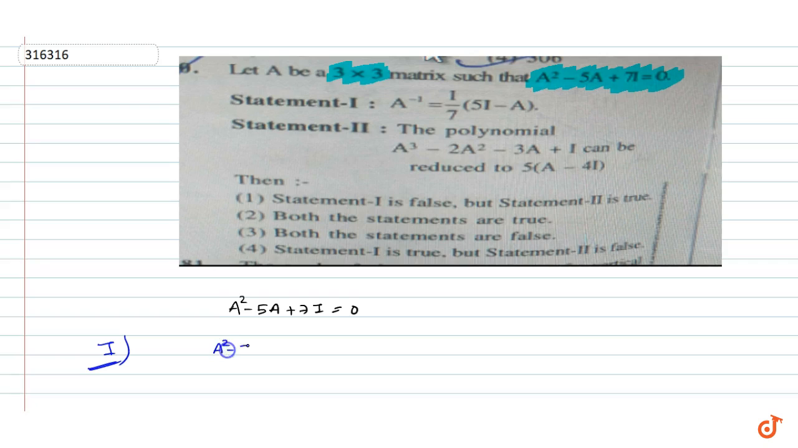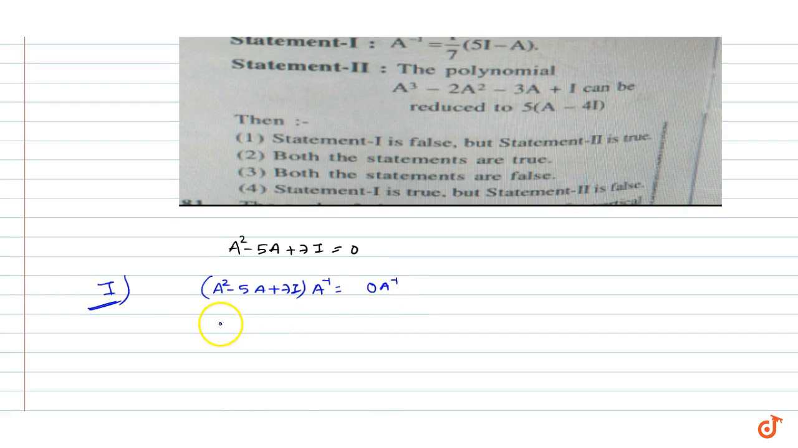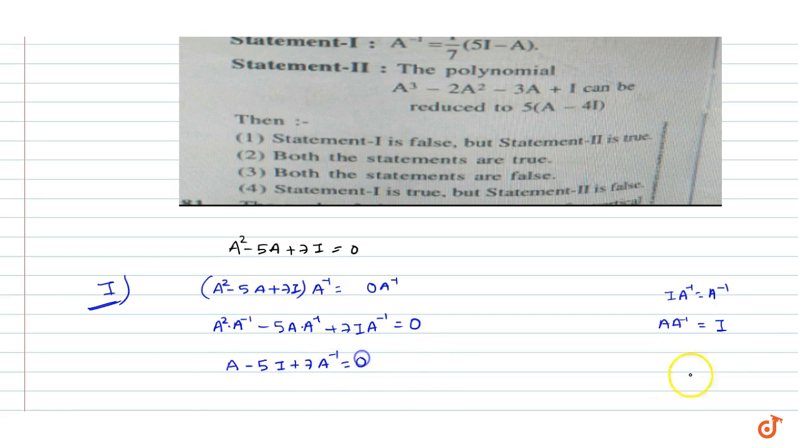तो A² − 5A + 7I, इसको हम A इनवर्स से मल्टीप्लाई करते हैं दोनों साइड, ठीक है. तो 0 इंटू A इनवर्स तो 0 हो जाएगा. तो A²·A⁻¹ − 5A·A⁻¹ + 7I·A⁻¹ = 0. हमें पता है कि I·A⁻¹ हो जाएगा A⁻¹ के इक्वल, और A·A⁻¹ होता है I के इक्वल. तो ये हो जाएगा A − 5I + 7A⁻¹ = 0.